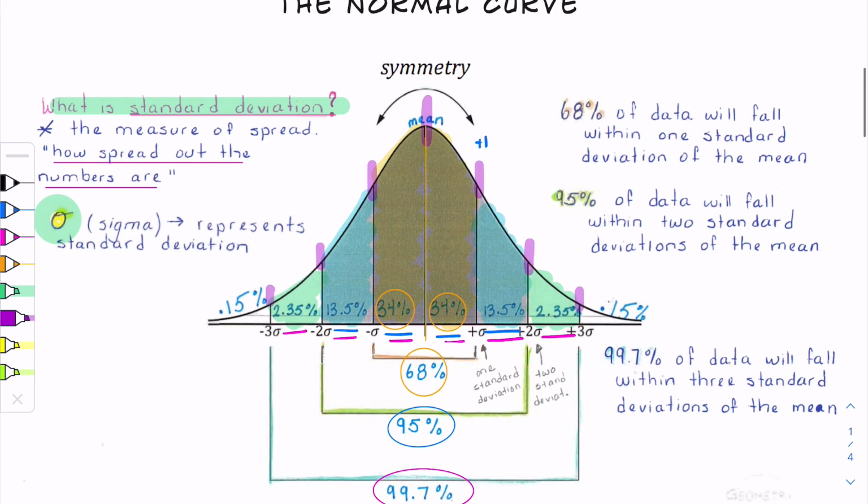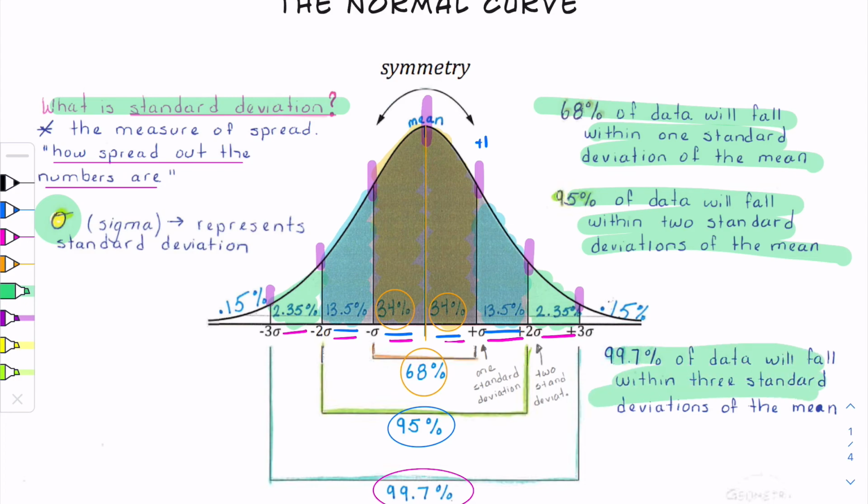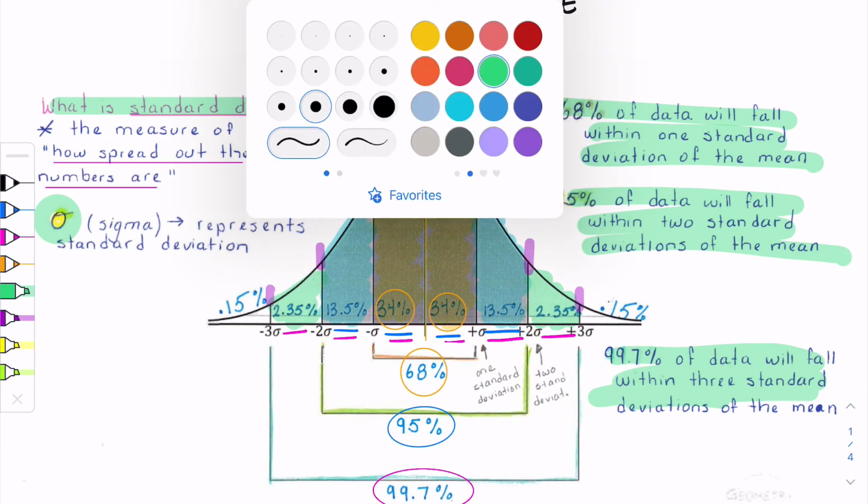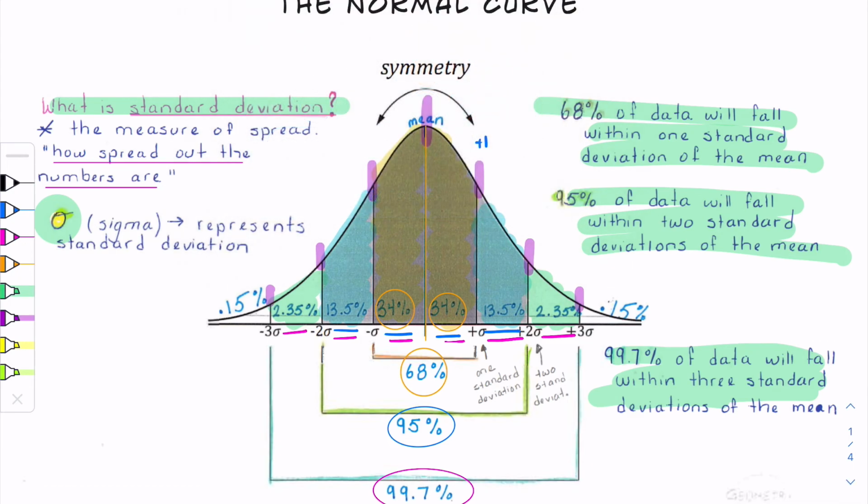So, of course, I just explained where your 68, 95, and 99.7 comes from, but written right here, I wrote out the words for it. So 68% of data will fall within one standard deviation of the mean. 95% of data will fall within 2 standard deviations of the mean, and 99.7% of data will fall within 3 standard deviations of the mean. And then anything after that, it's a very small amount, it's 0.15%, and that's beyond 3 deviations.